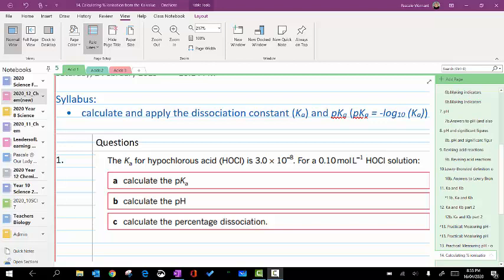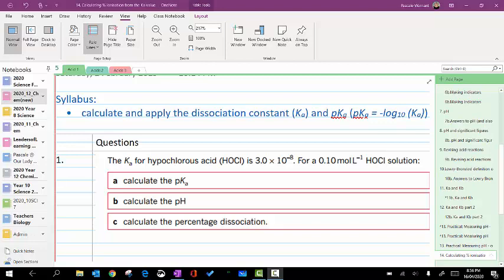Okay, the purpose of this video is to go through two types of calculations. The first one is a type of calculation where you have to work out the percentage dissociation for a weak acid from the pH or the pKa value. And the other type of calculation that we're going to work out is where we go the other way around, where we're given the pH of the acid and we have to work out the Ka value for the acid.